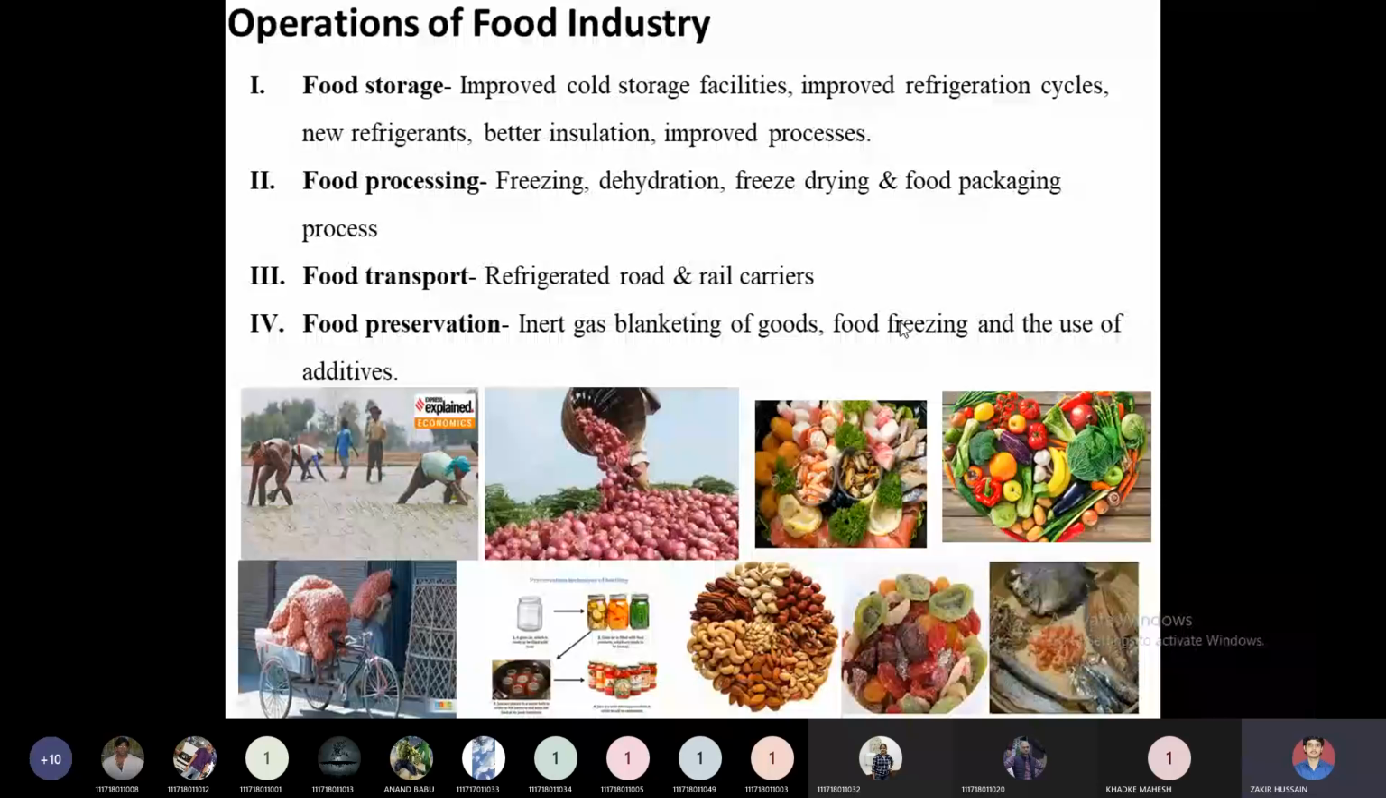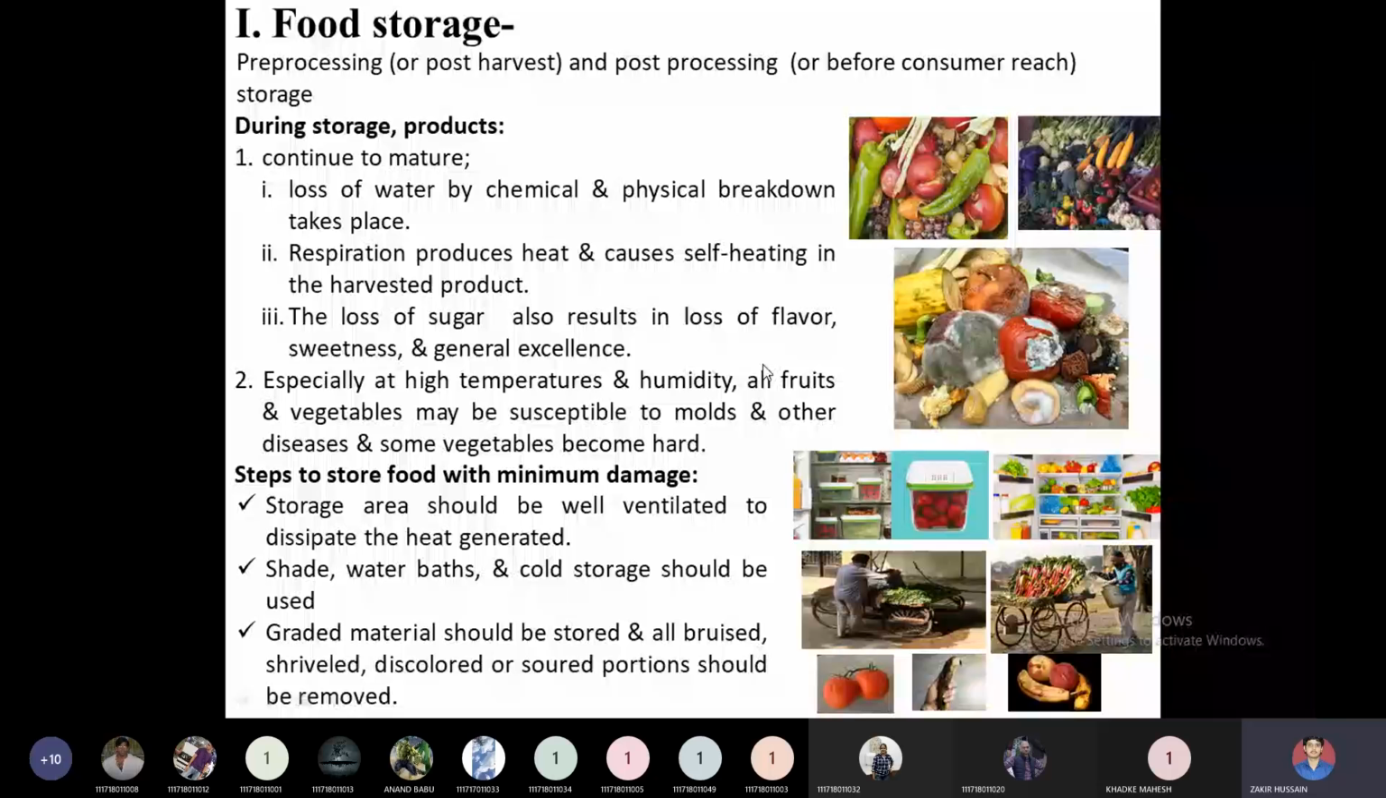Why do we have to store it? Why can't we use the food directly, whatever foodstuff is coming from the agriculture? But there is a problem in that. When we pluck a fruit or some vegetable from the plant, what will happen? It will continue to mature. Mature is nothing but it will lose its water, with chemical or physical breakdown. So it will be in a dry condition.